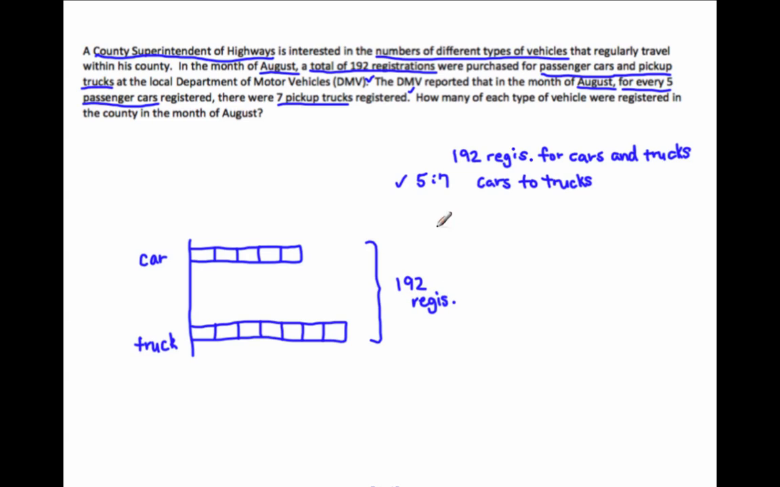These are the registrations. All right. So I took care of that piece of information. Both pieces are modeled so far in my diagram. Let's go on to the next part.